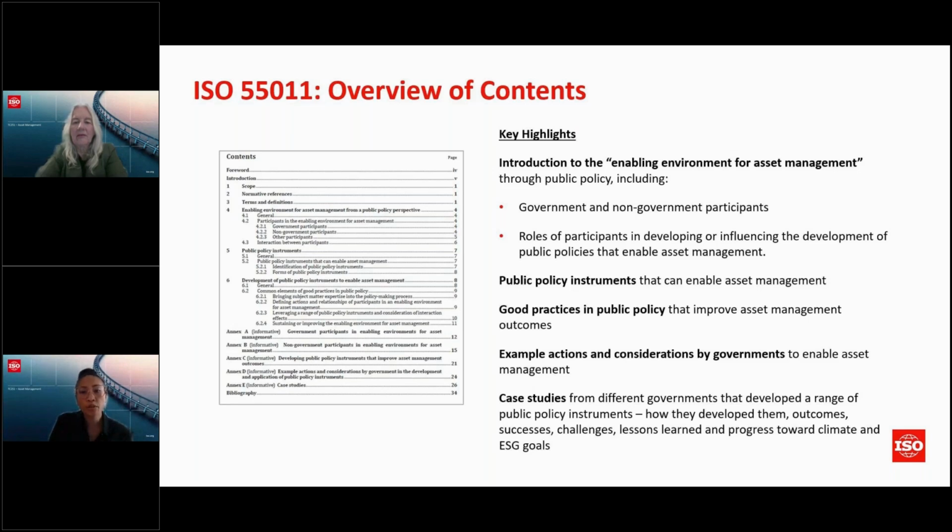And for those who are familiar with ISO 55001, 55011 broadens the concept of stakeholders of individual organizations to the concept of participants in enabling environment for asset management. So it includes stakeholders who enable the adoption of asset management in individual organizations, as well as other entities not perceived by organizations as stakeholders. It identifies government participants who can issue and implement public policies as separate from non-government participants who might be able to influence the policymaking processes to advance asset management.